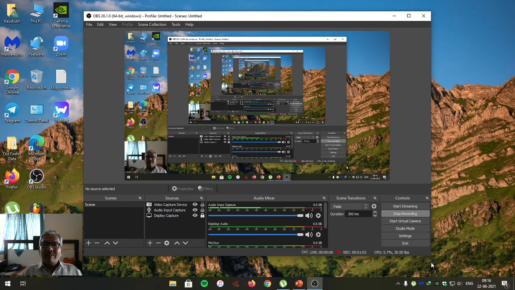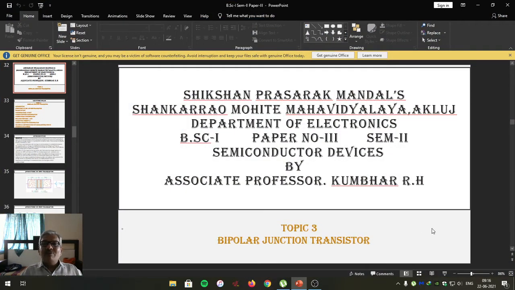Student friends, here onwards we are going to proceed with the third topic of our syllabus, namely one can call it as bipolar junction transistor. Bi means two, polar means polarity, junction naturally two aspects which are joined together is called as a junction. Transistor, where there is a transfer of resistor that takes place.